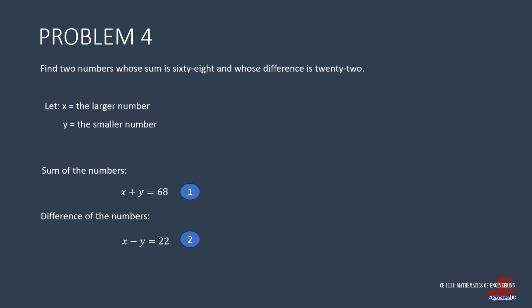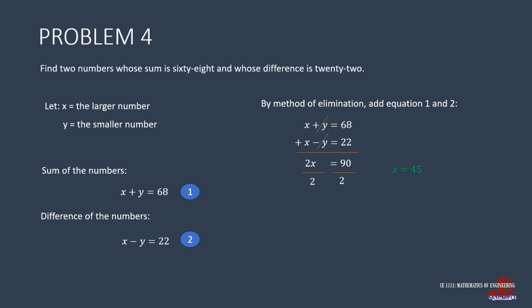Given two equations, we retain the two variables and use the method of elimination to find one variable. Add x plus y as 68 with x minus y as 22. When adding these equations, y cancels out, making 2x as equal to 90. Isolate x by dividing everything by 2 and get x as 45.